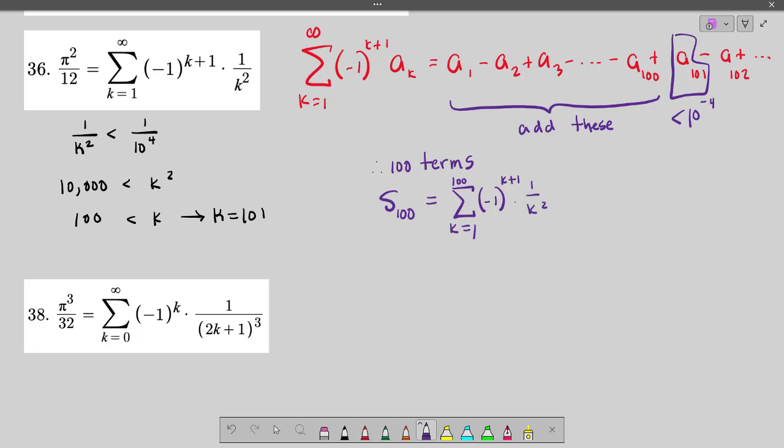So we get that. And we would say that S sub 100, in our mind, we're thinking, okay, we're within 10 to the negative 4 of the sum of the series. Usually we don't know it, but they told us what it is here. Somehow they found it. So that is our conclusion.